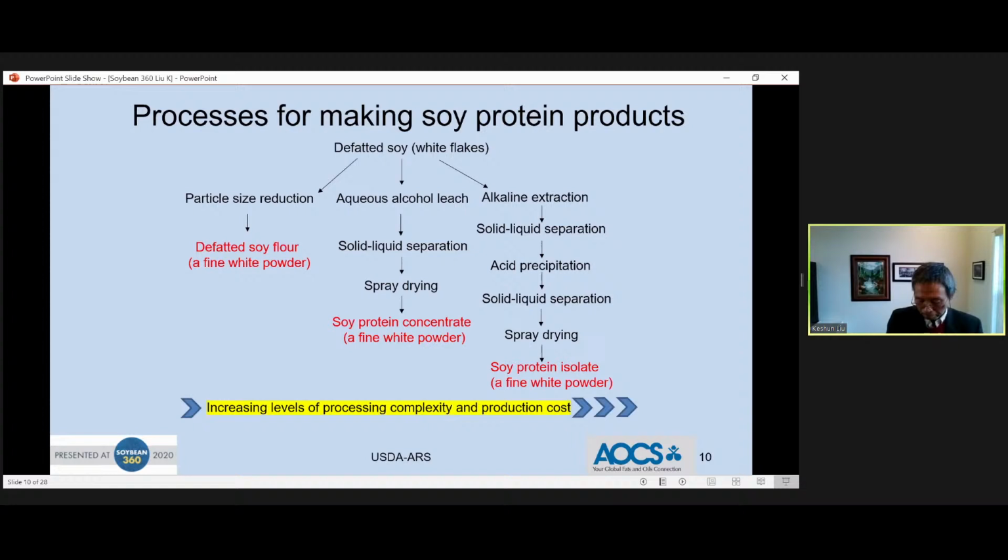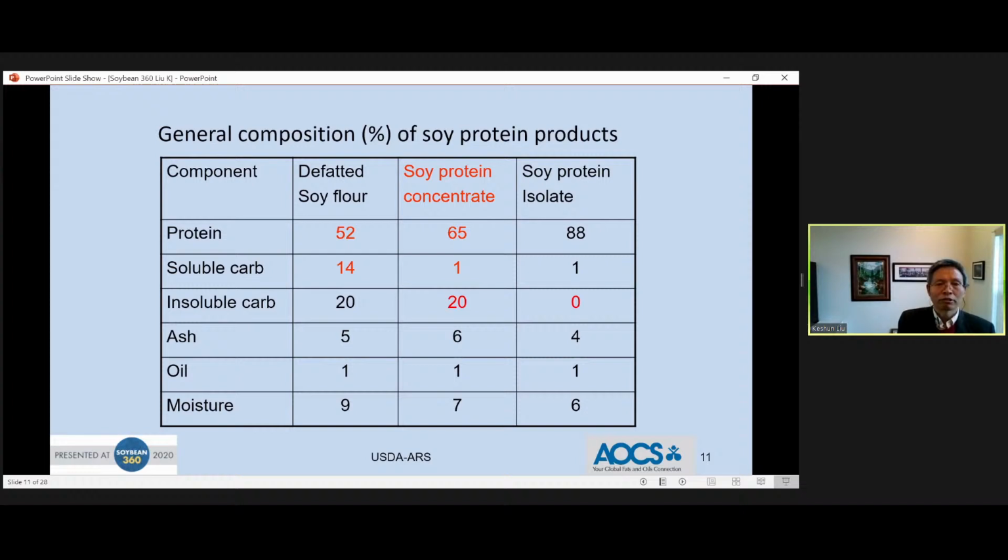This one shows the three major soy protein ingredients in terms of composition. Compared with soy flour, the soy protein concentrate has its soluble carbohydrate reduced. Other components, like insoluble carbohydrates, are similar to soy flour. The protein content increased to about 65%. But for the soy isolate, the insoluble carbohydrate and the soluble carbohydrate are both removed, so the protein content is much higher.